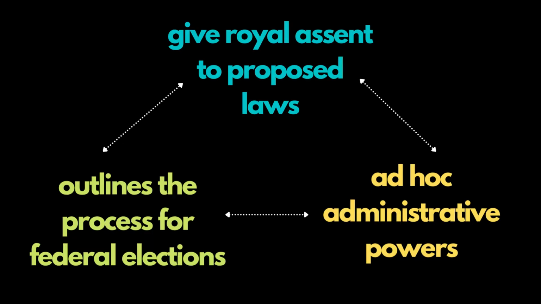From a parliamentary perspective, the role of the Governor-General is to give royal assent to a proposed law, which essentially changes a proposed law into a formal piece of binding legislation, outline the process for federal elections, as well as some administrative powers, such as appointing times for Parliament. At present, the Governor-General of Australia is the Honourable David Hurley.